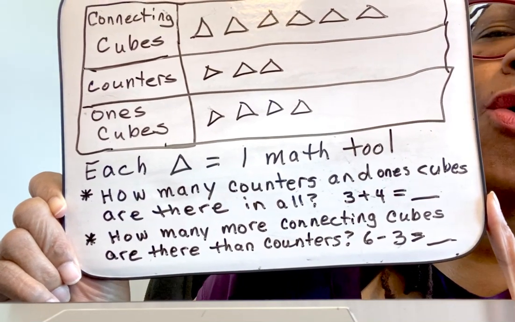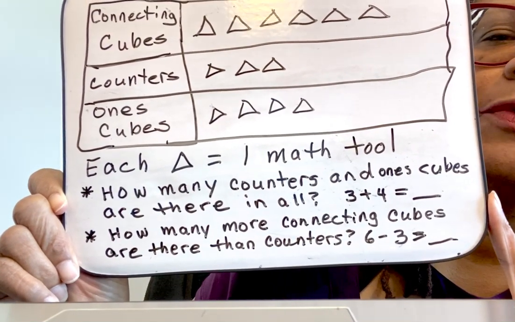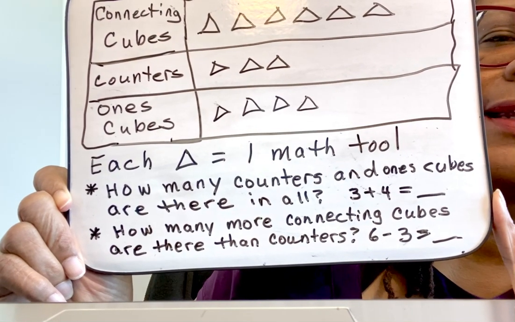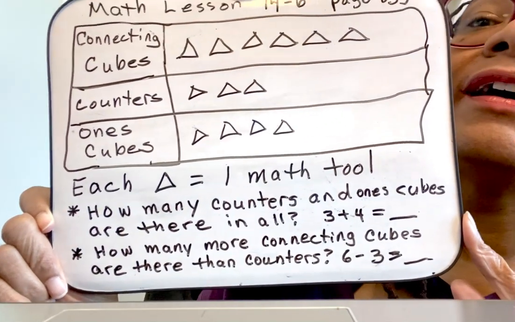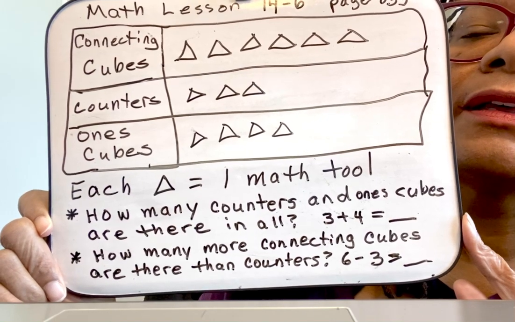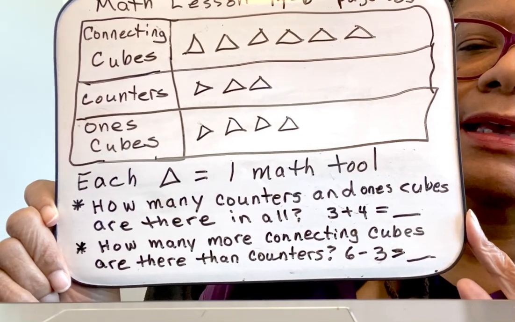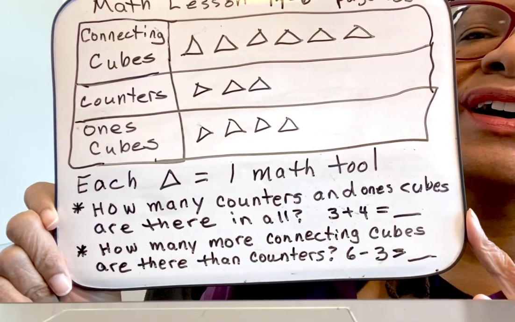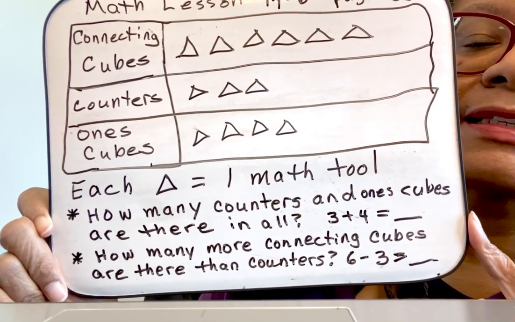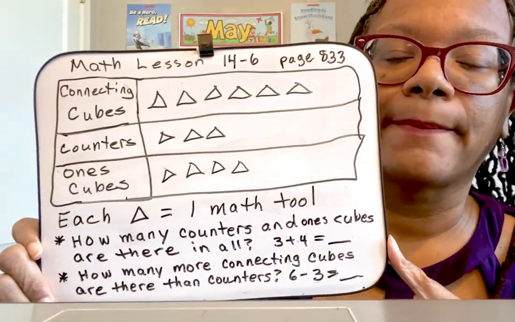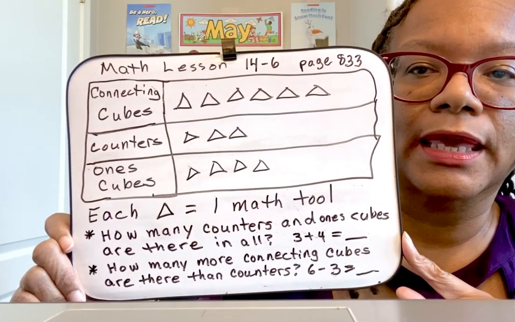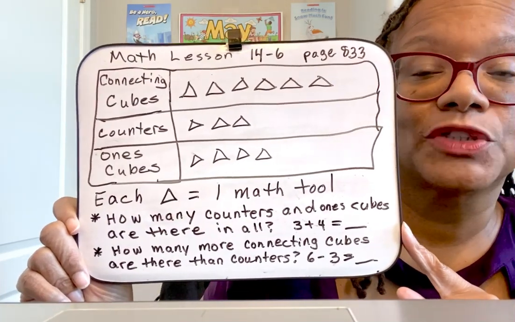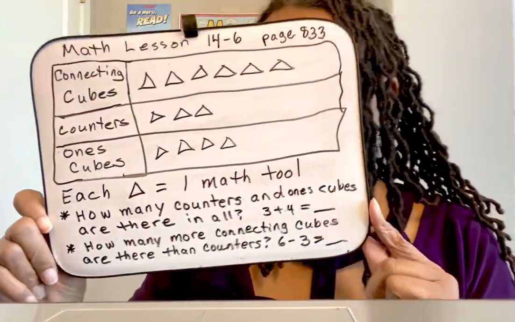And how many more counting cubes are there than counters? And that's a subtraction problem. So we use the number of counting cubes, which was 6, and subtract the number of counters, which is 6 minus 3. And so that's how you make up an addition problem and a subtraction problem using a graph and the data, which means the information on the graph. So that's the first page of that.